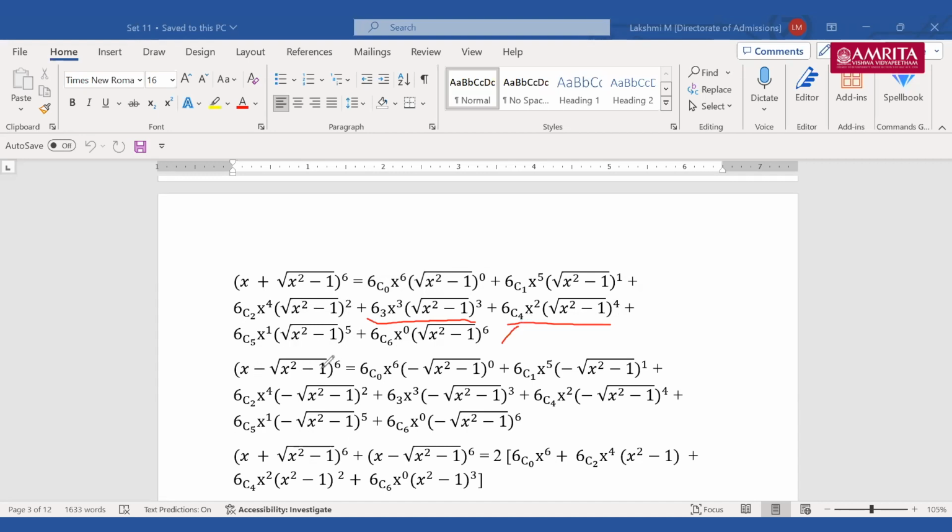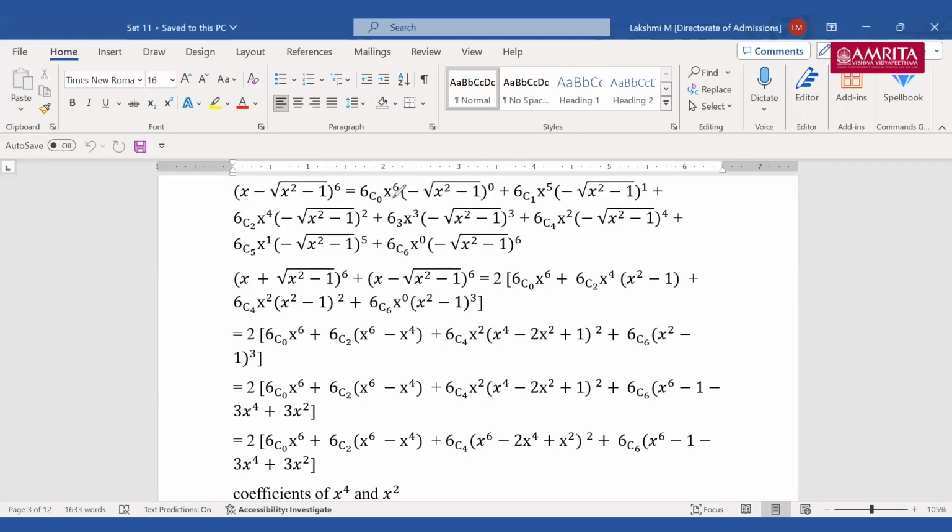Now when it comes to this, it will be minus root of x square minus 1 whole raised to 0. So I've just expanded both the terms. I hope it's clearly visible to all of you. So when you're just going to check this, the 3 and this 5 will be of opposite signs and all of them will get cancelled. So what is actually this one? x plus root of x square minus 1 whole raised to 6 plus x minus root of x square minus 1 whole raised to 6.